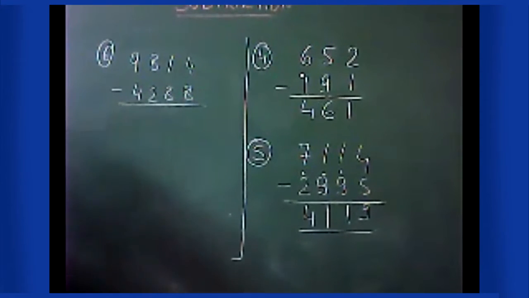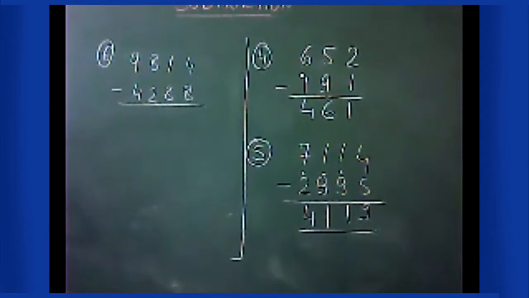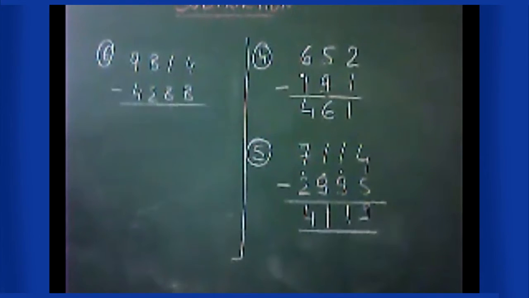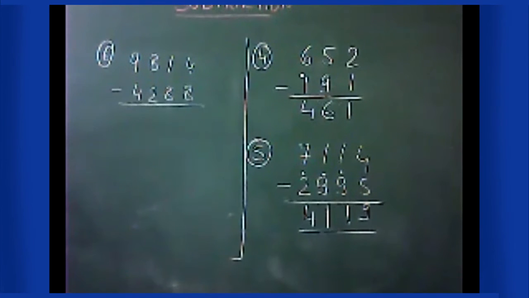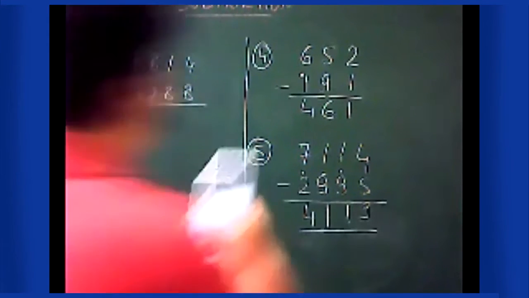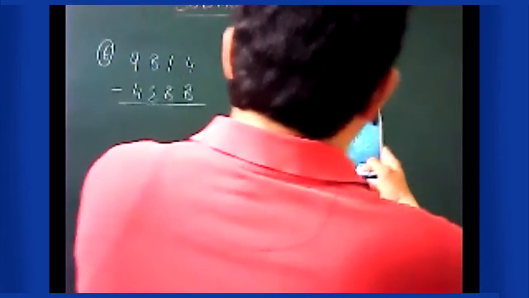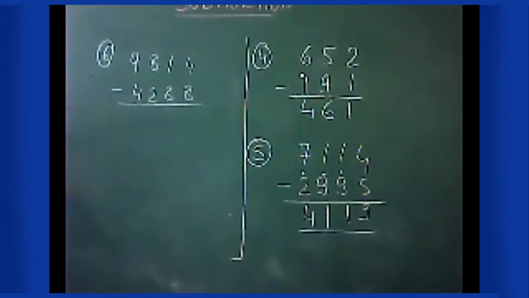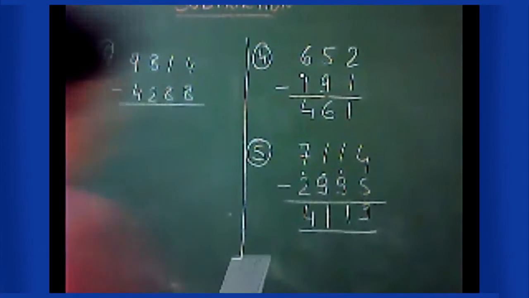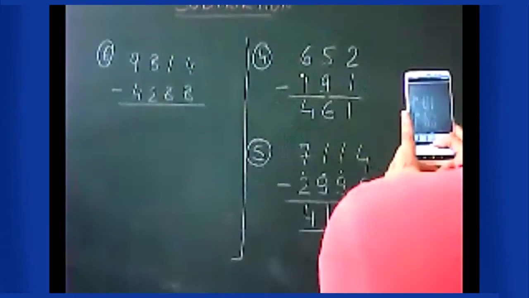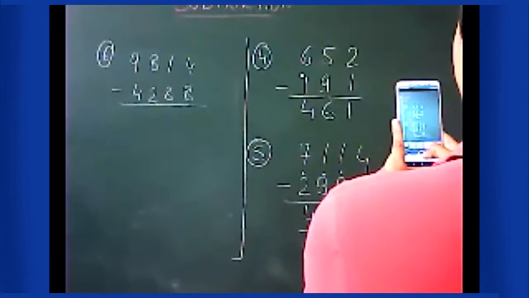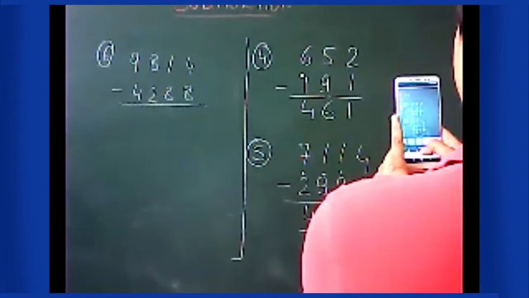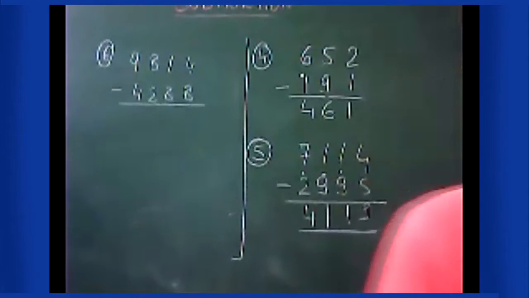Try this question. Is that a 3 or a 9814? 8? Oh, okay, 9814. I can see what are the last 2 numbers of the 4,000. 9814 minus 4288. Okay.